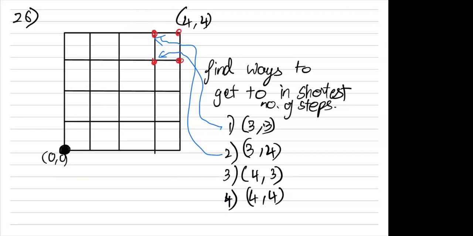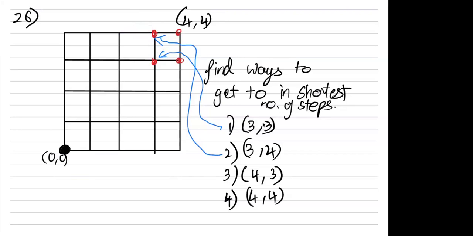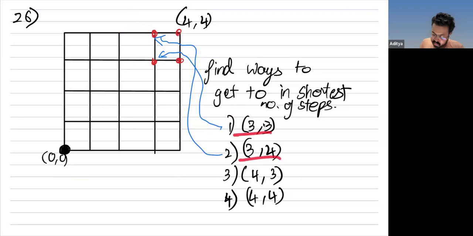Can we move diagonally? Yeah. So you can give the answer for each of them, and you can give comma separated values.